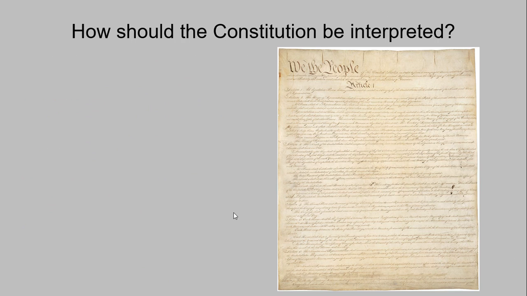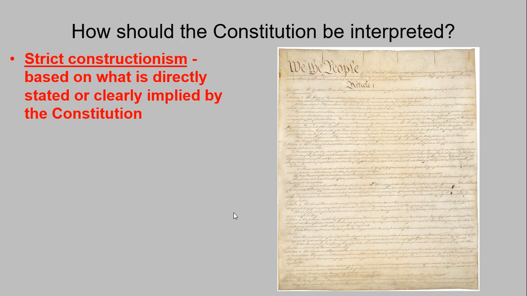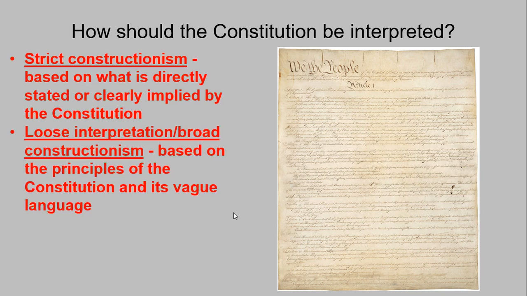So, how should the Constitution be interpreted? Well, some people believe in strict constructionism. Strict constructionism is where you make your decision based completely on what the Constitution says, based on what's clearly, explicitly written in the Constitution. If it's not in the Constitution, then you wouldn't rule in favor of it. Now, if you have a very strict interpretation of the Constitution, you're going to look at the case and then look at the Constitution very specifically.